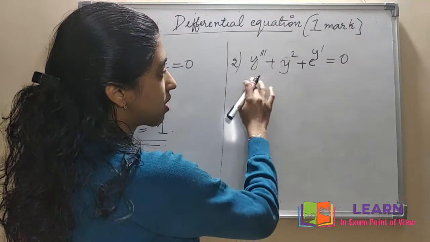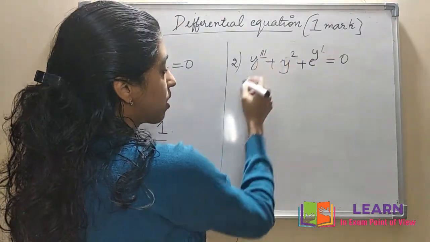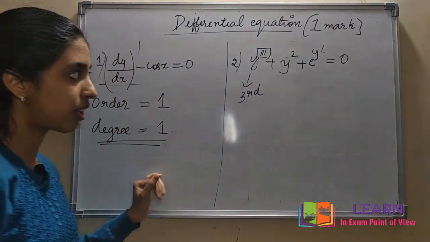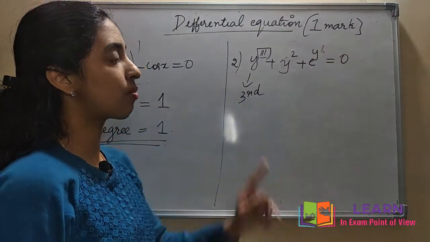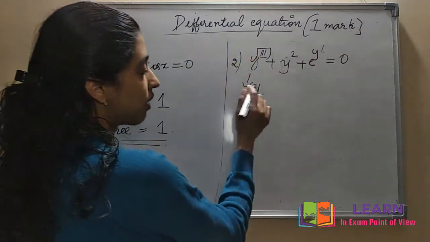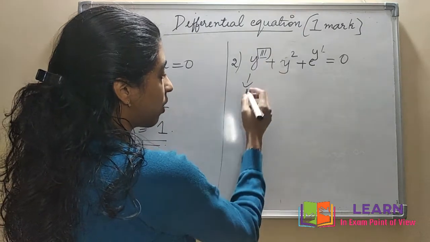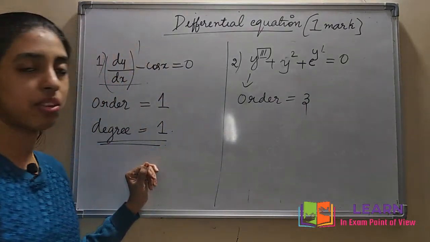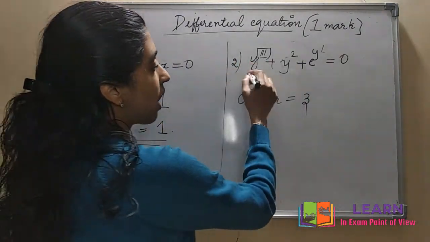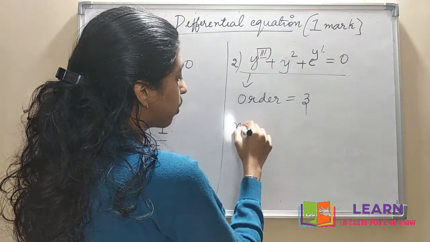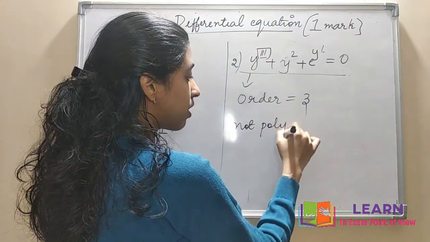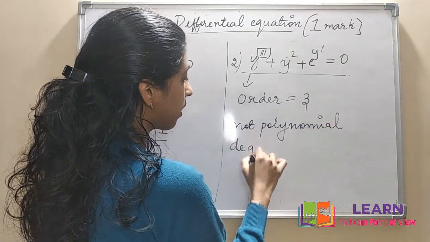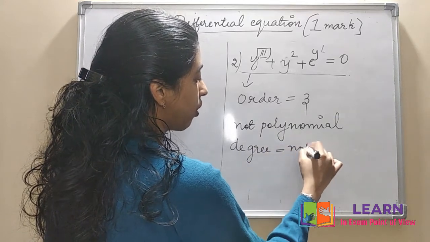In this case, it is given as y triple dash, which means the third derivative, and then y dash squared, e raised to y dash. So the derivative is given as third order, so you can write the order as 3, the highest order derivative. And here this equation is not a polynomial. If it is not a polynomial, its degree is not defined. So we can write the degree as not defined.